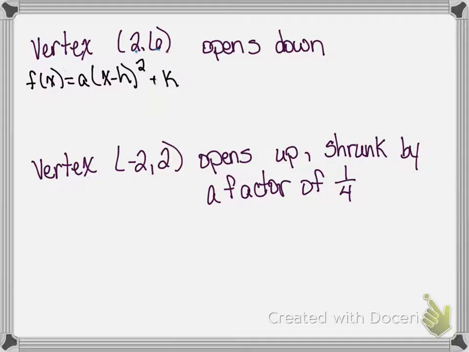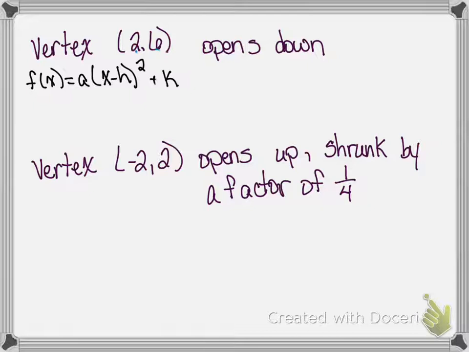Now, we're going to take the vertex formula, standard formula, which is f of x equals a times x minus h squared plus k. Now, I will give you that on the test. Okay? And I am going to plug in a vertex of 2, 6. And then I want to do whatever I need to my a value to make it open down.